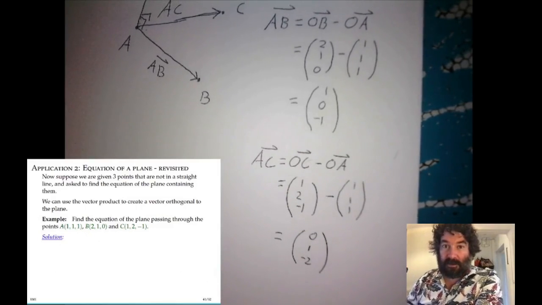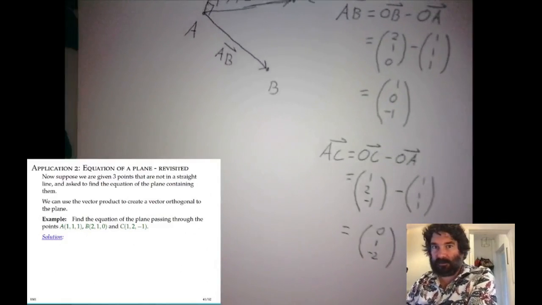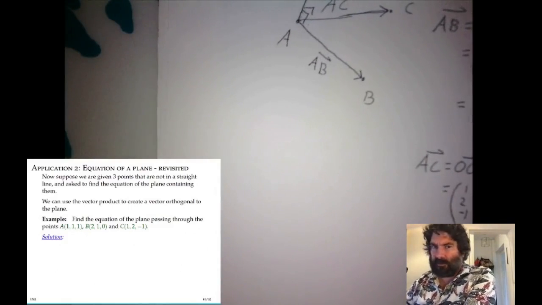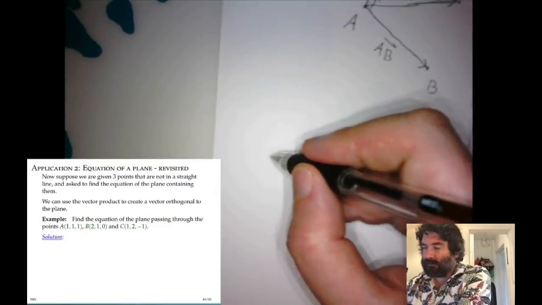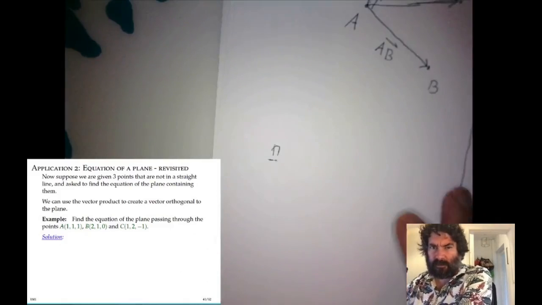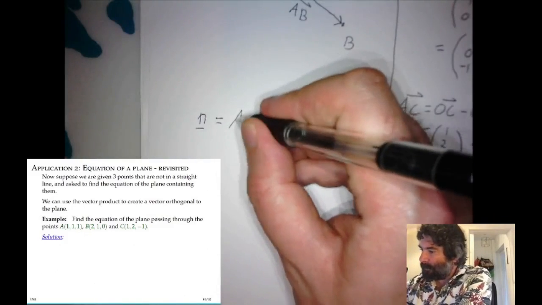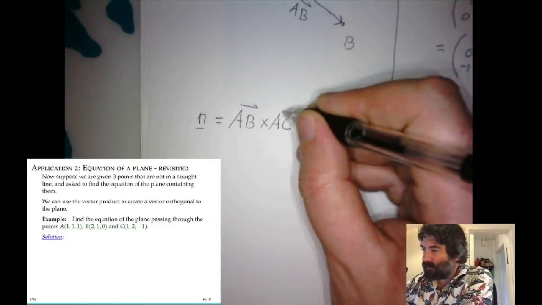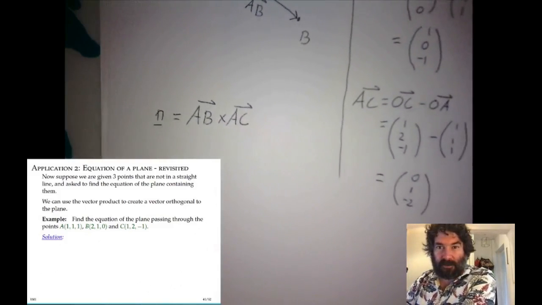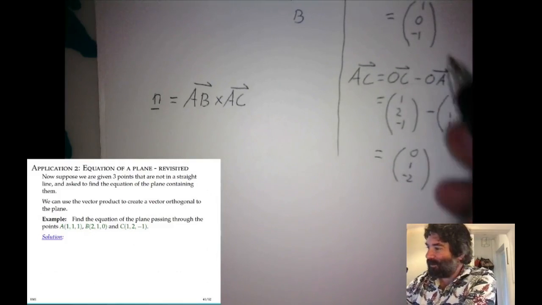Okay, so we have these two vectors, the vector from A to B and the vector from A to C, and we take the cross product of the two in order to find the normal vector. So we find this normal vector by taking the cross product of these two that we've just determined: the cross product of the vector from A to B with the vector from A to C. Trying to get it all on one slide here. Okay, so there we go. This is the vector from A to B, this is the vector from A to C.